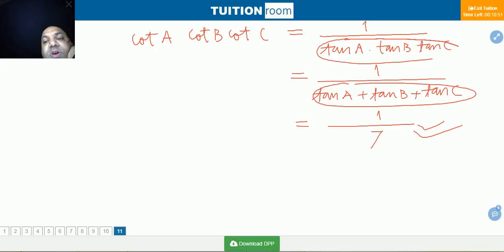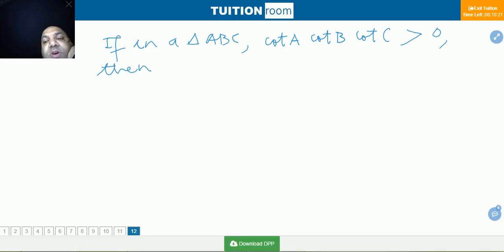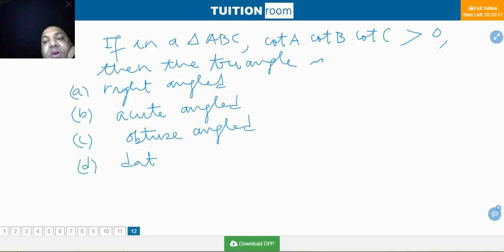Now the next problem is: if in a triangle ABC, cot A into cot B into cot C is greater than 0, then the triangle is? The options are right angled, acute angled, and data insufficient.